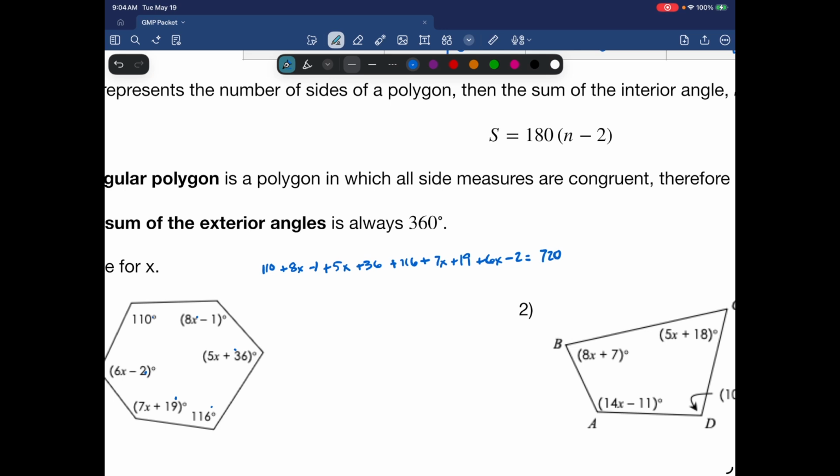And so you add all those up, and you get 26x plus 278 equals 720. So 26x equals 442. x equals 17.